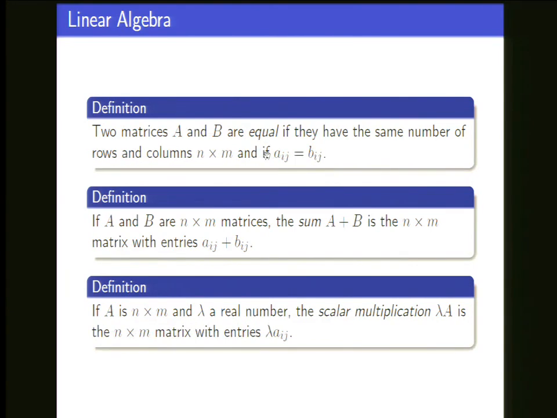Then two matrices are equal. If two matrices have the same size, you can add them, and it's defined by taking each entry and adding. Pretty easy, right? You can also define what it means to multiply a matrix by a scalar: you multiply each of the entries by the scalar. All right? High school material.